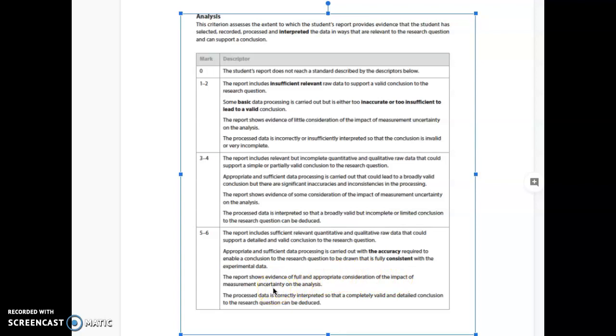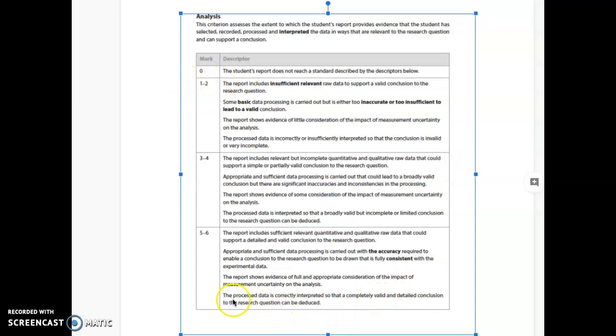So basically, if we have a look at the rubric, uncertainty is a very, very important part of this section. And uncertainty is in the 3 to 4 points. So the report shows evidence of some consideration of impact of measurement uncertainty. And then even here, even just to get 2 marks, the report shows evidence of little consideration of the impact. So if you don't do any assessment of uncertainty, the maximum score that you can get is 2 marks.